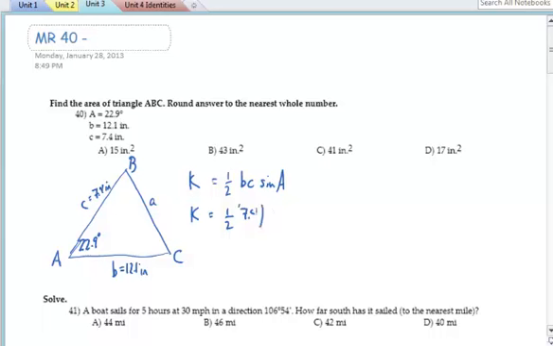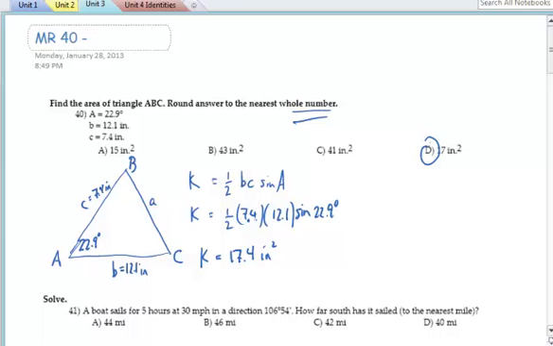7.4 times 12.1 times the sine of 22.9 degrees. When you plug that into the calculator, you get an area of 17.4 inches squared, and they asked for the nearest whole number, so 17 is my answer.